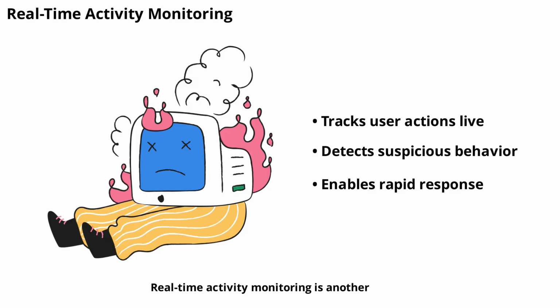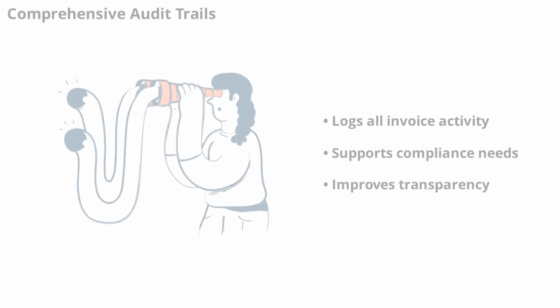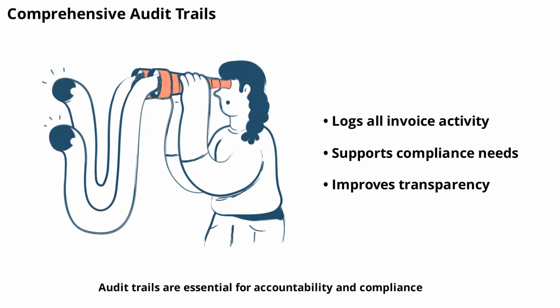Real-time activity monitoring is another high-impact DLP feature for invoicing. This capability tracks who accesses, edits, or shares invoices as it happens. By monitoring user actions, you can quickly detect suspicious behavior, such as unauthorized downloads or attempts to send invoices outside approved channels. Immediate alerts enable your team to respond swiftly to potential threats, reducing the window of opportunity for data loss or misuse.